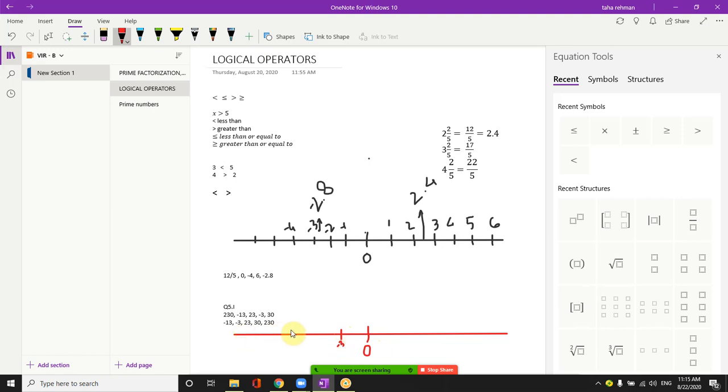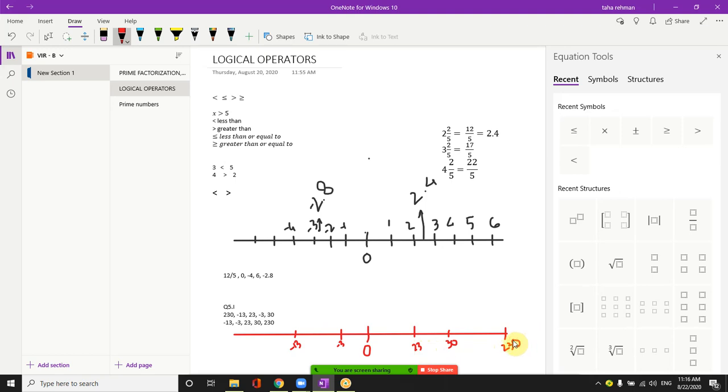Here should be minus 13. This value should be 23. We should consider this value as 23 just for our ease. This value is 30. And the final value, which is greatest among all, is 230. It should be written at the most right.